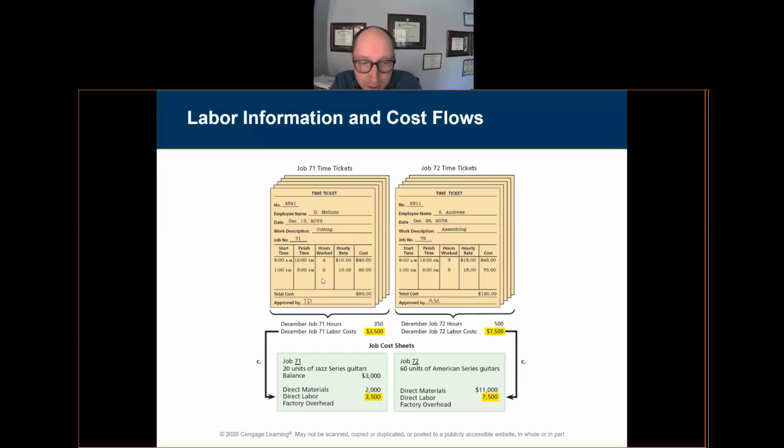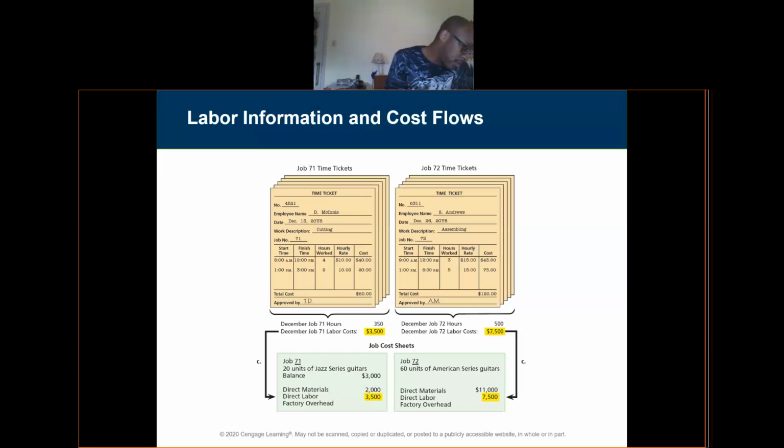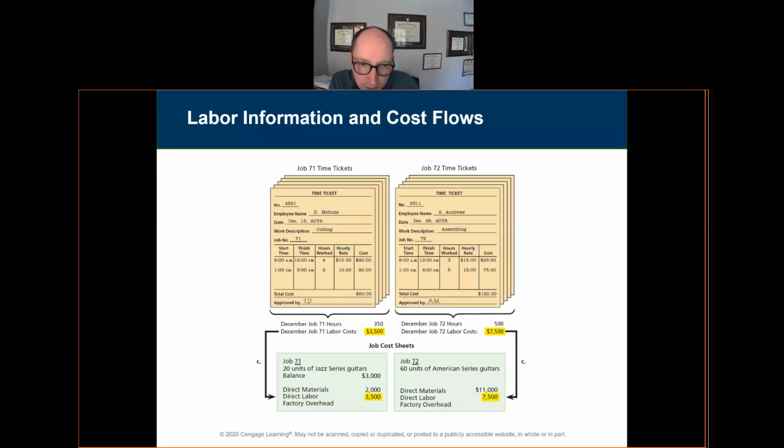The time tickets are allocated to each respective job. And how do we figure that out? We take the hourly rate of the employee times the hours worked on that respective job to find the cost for the labor for that respective job for that employee. And if there's more than one, we just simply add up those costs. Just as we see here.